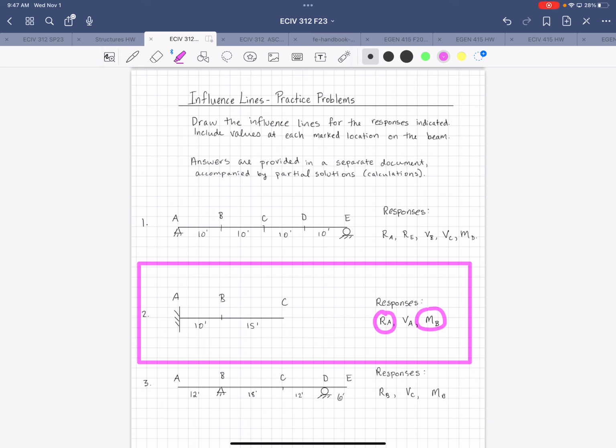So if you cut the beam immediately after A, and then place the unit load immediately before and immediately after the cut, immediately before it's going to be 0, right? So the shear influence line would technically have a point down here at 0, and then it would jump to a point up here immediately after the cut. But then the rest would be the same. It would be 1 all the way through, right? So we can think of that blue line as the shear at A, and the red is the reaction at A.